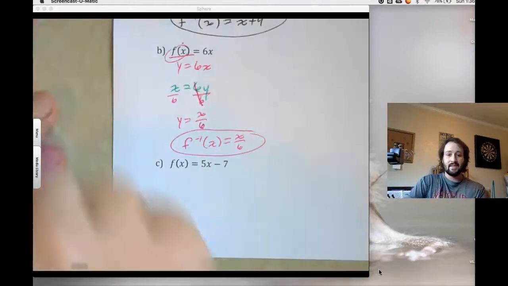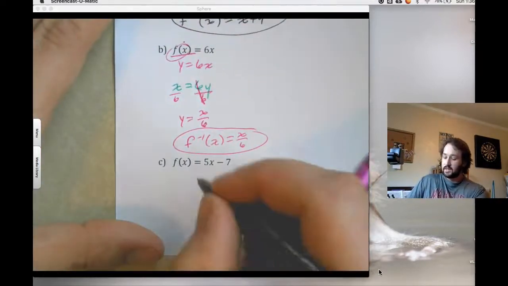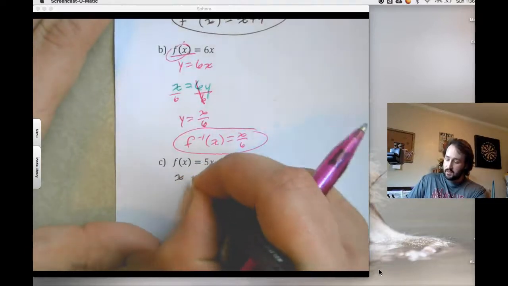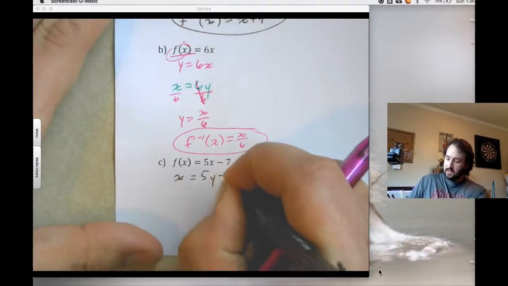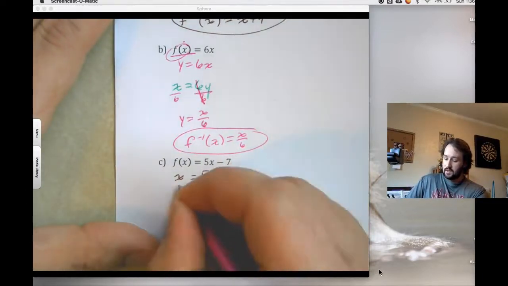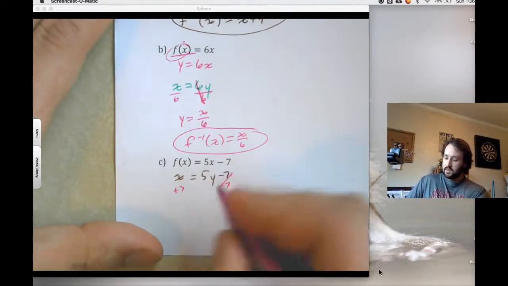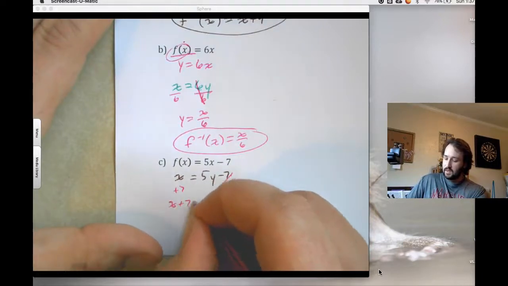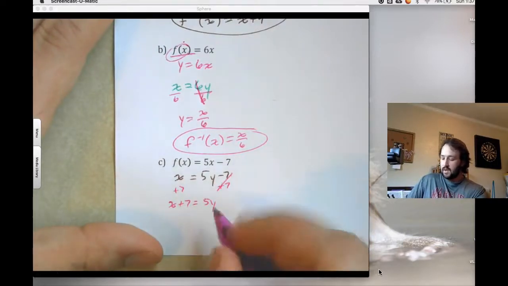Moving on to part C, same idea. I need to switch x and y where they are, so I'll have x equals 5y minus 7. Now I need to resolve for y. The same way that you would solve for anything, I need to add 7 to both sides, so I have x plus 7 equals 5y, and then I can divide everything by 5.